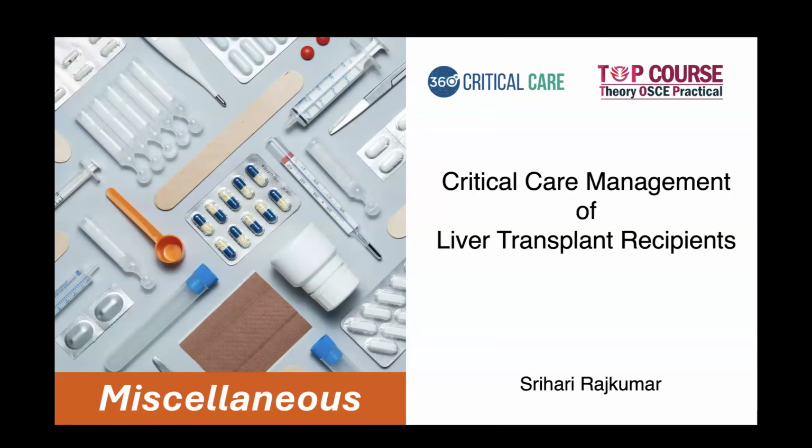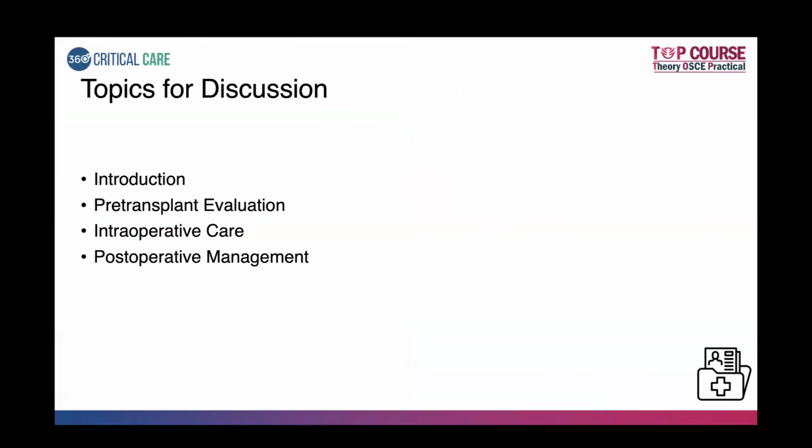I'll be discussing components of liver transplant recipient management more from an exam perspective, because you guys have just another 1 month left. So I don't want to give too much knowledge. I just thought I'll give you important pointers on how and what you need to write in the exams. Before we go into the topic proper, I'll give a small introduction just to make it a little interesting.